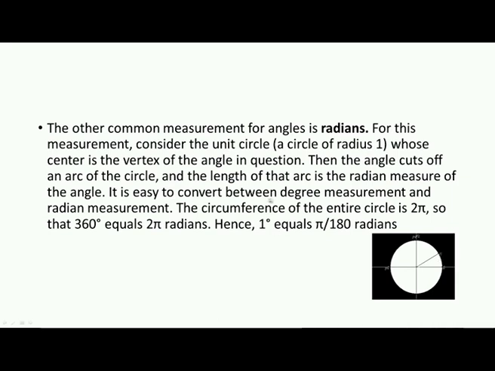It is easy to convert between degree measurement and radian measurement. The circumference of the entire circle is 2 pi, so that 360 degrees equals 2 pi radians, hence 1 degree equals pi by 180 radians.